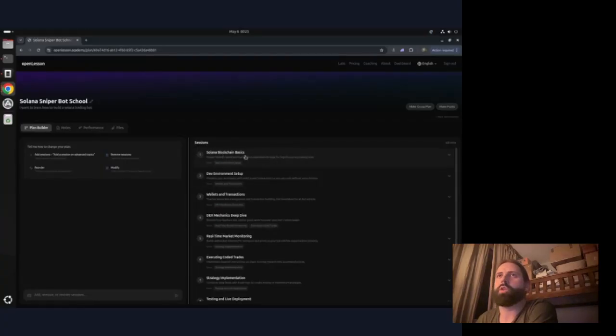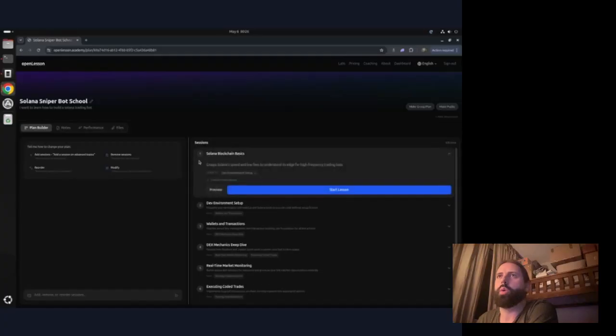Anyway, we'll start with the Solana blockchain basics. I don't even think I need any custom instructions. The lesson is to grasp Solana's speed and low fees to understand its edge for high frequency trading bots. So we'll just go ahead and start the lesson. As a new thing, you can peek across a few aesthetics in here. I like the one from Piotr a lot. These ones only have one image right now. I'm going to add more in the coming days. And I'm just going to start the session.